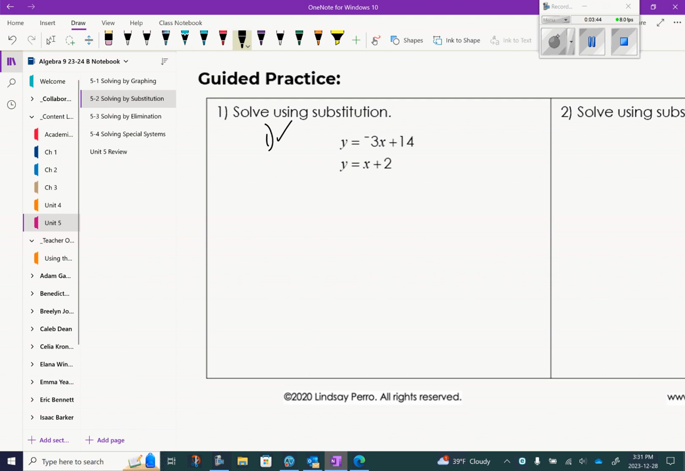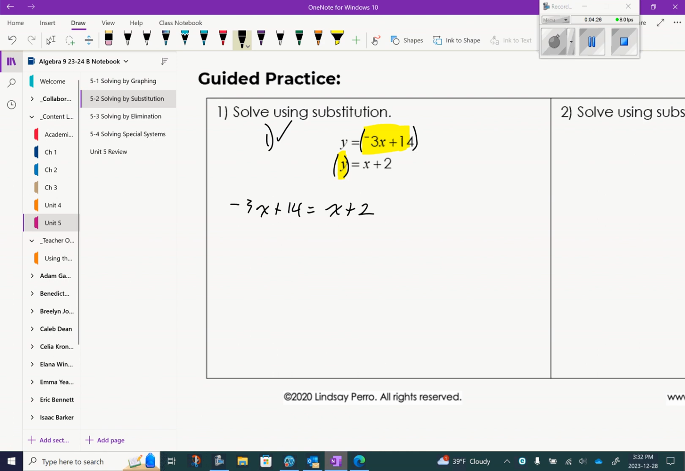Step two, then, we're going to take one expression and we're going to substitute it into the other equation. So the way I'm looking at this is I know that y is equal to negative 3x plus 14 from my first equation. My second equation says y equals x plus 2. Well, I'm going to take out this y and substitute that in its place. So instead of y equals x plus 2, this becomes negative 3x plus 14 equals x plus 2.